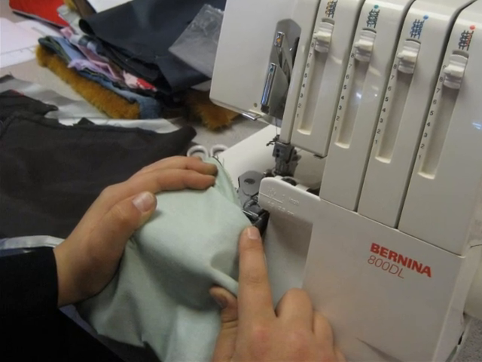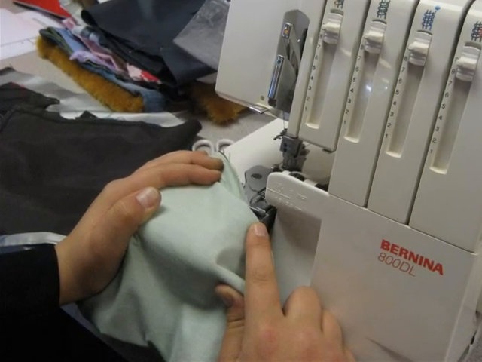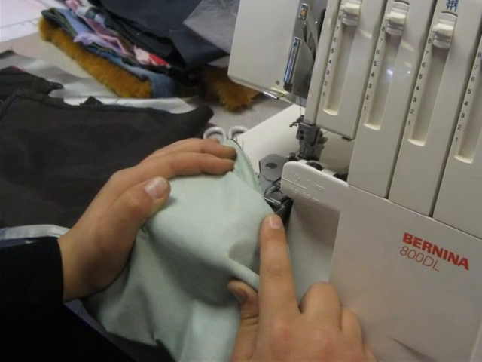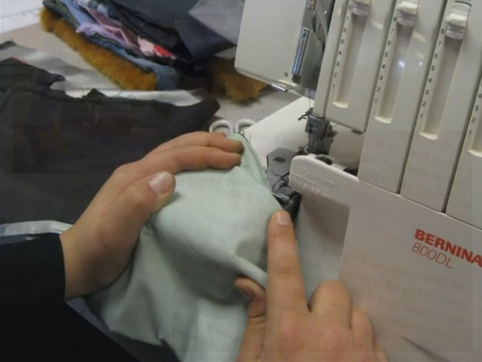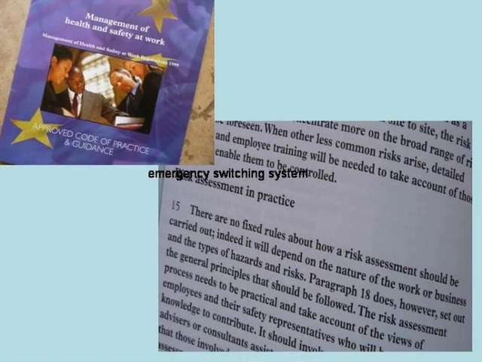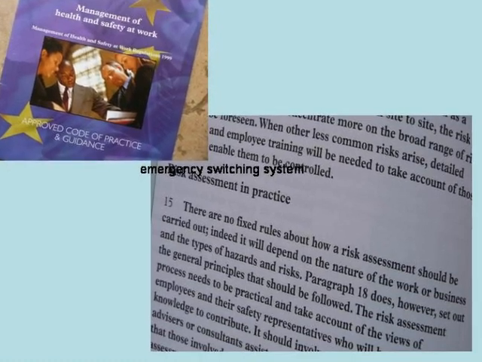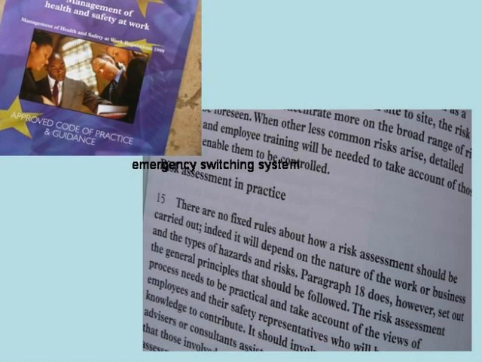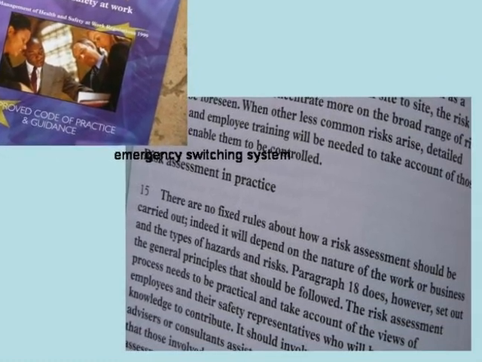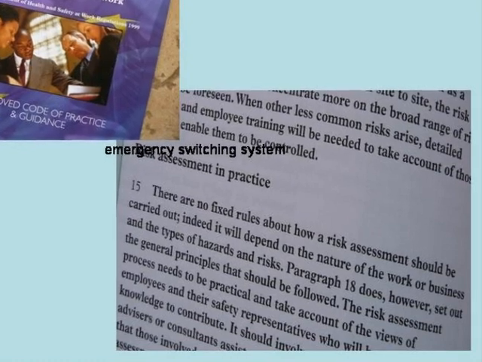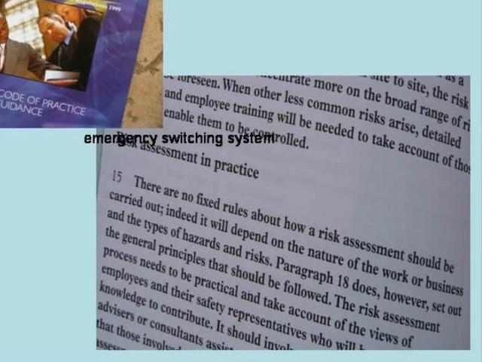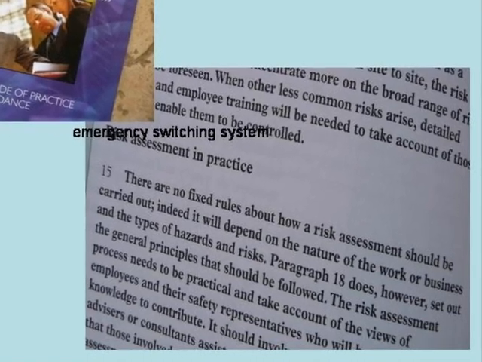Undertaking risk assessment should not involve departments in producing excessive paperwork. Rather, it should be a practical exercise that makes a difference. The Management of Health and Safety at Work regulations note that there are no fixed rules about how a risk assessment should be carried out. A risk assessment is simply a careful examination of what in your work could cause harm to people, so that you can weigh up whether you have taken enough precautions or should do more to prevent harm.